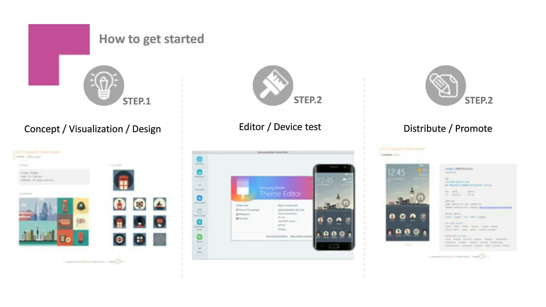And how to get started with the theme creation. You need to have a concept, visualization, or a design concept in mind. Use a pen and paper, draw some sketches, come up with an idea. Once you have all the resources, images, and concept ready, then you can launch the theme editor tool and create it, and finally distribute and promote it. It's like publishing it on the Samsung theme store.